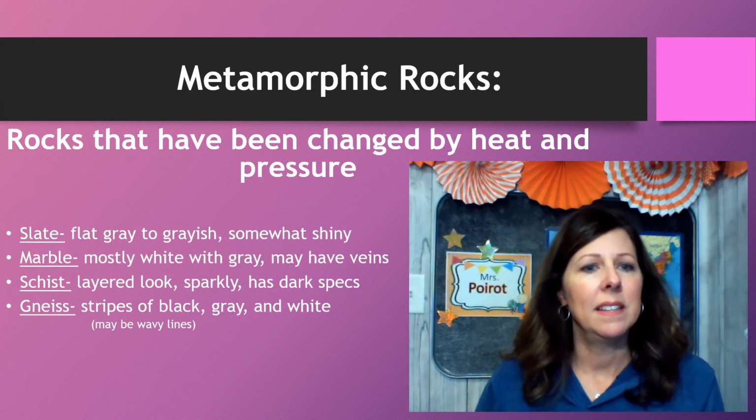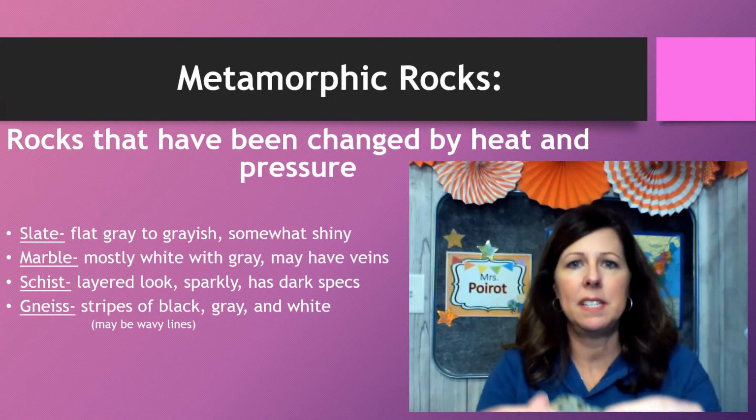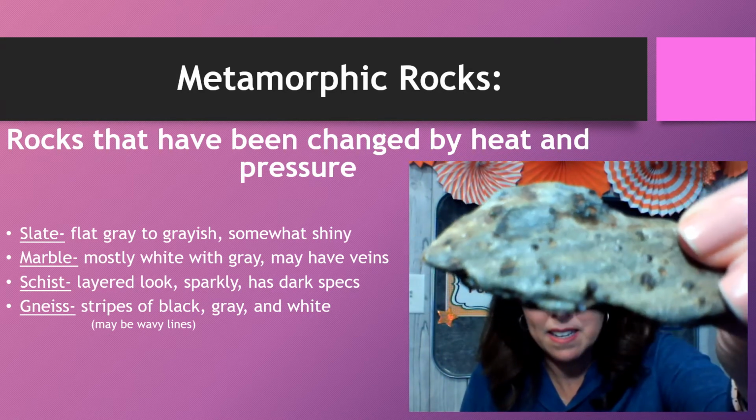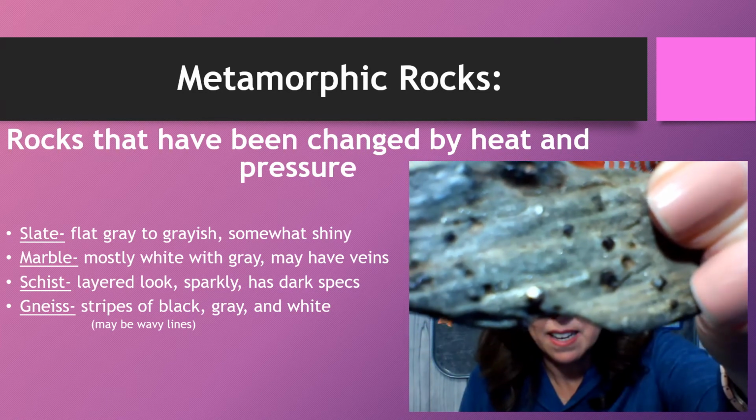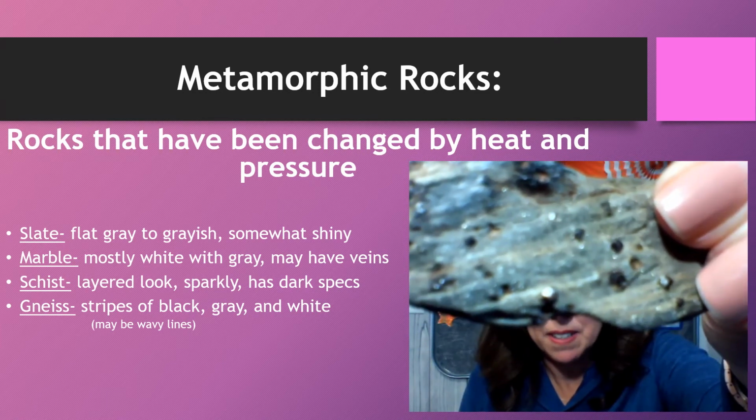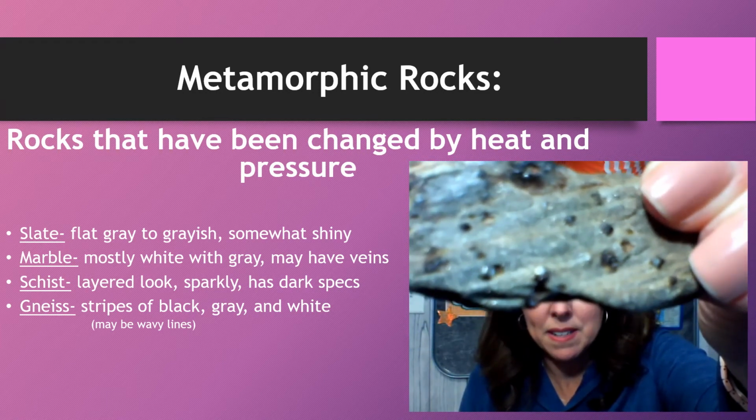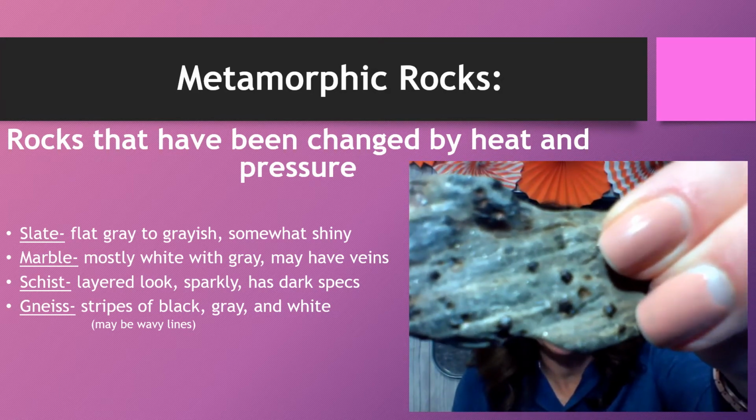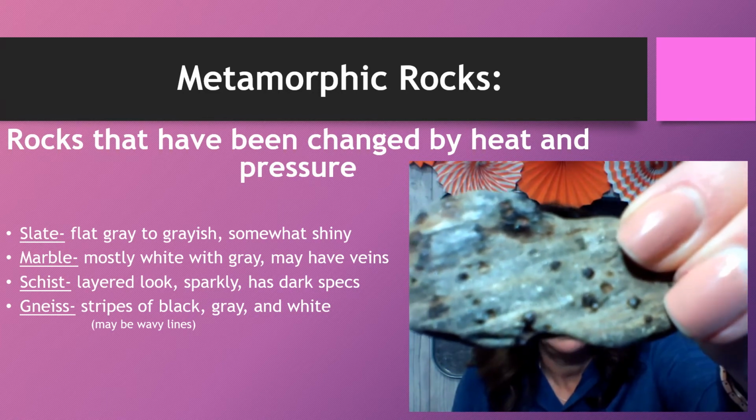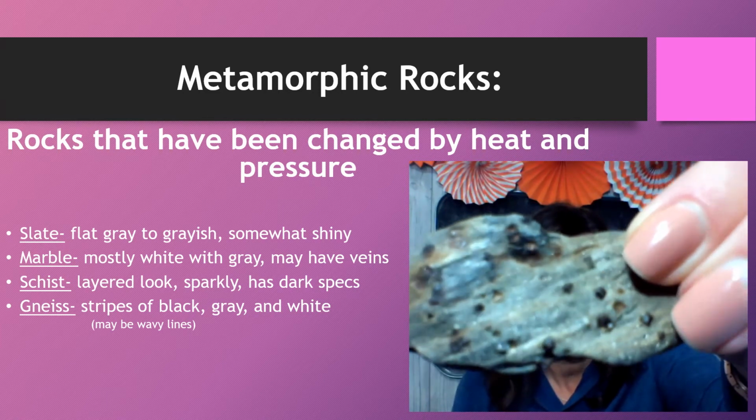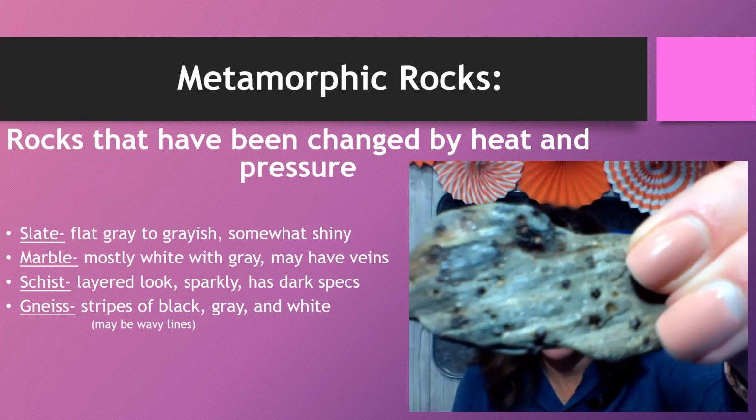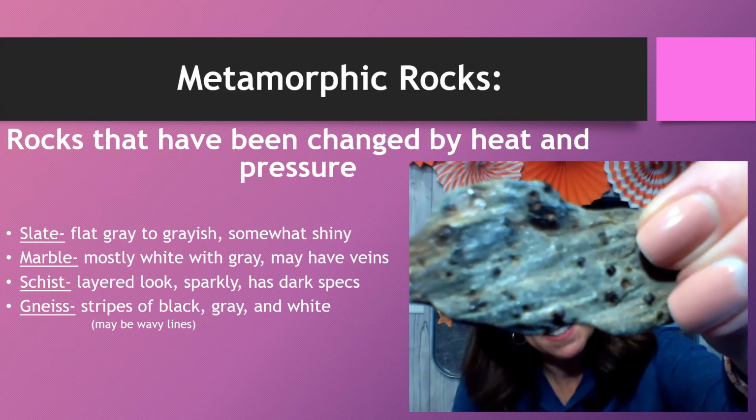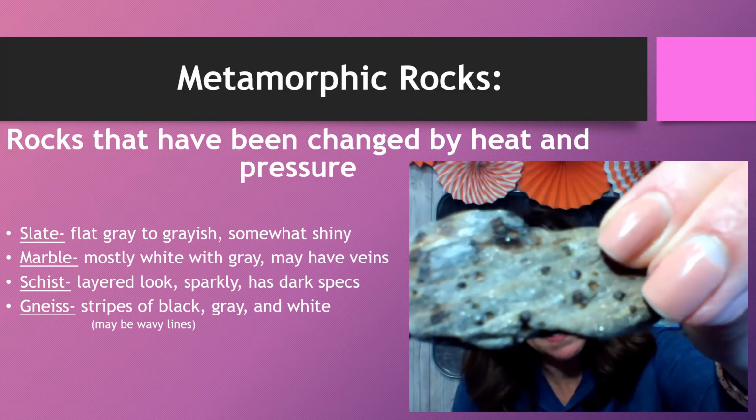The next one is schist. Do you see the shiny, those little specks in there are called garnet. This is a garnet schist. So it's got the layered look, sparkly, it's got some dark specks. And if your birthday is in January, this would be your birthstone.